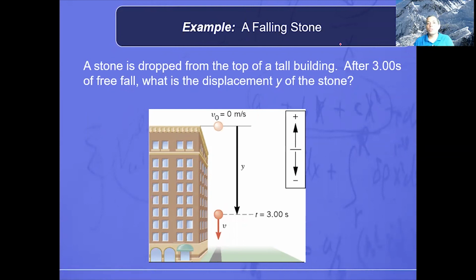Okay, so a freely falling stone. A stone is dropped from the top of a tall building. After 3 seconds of free fall, what is the displacement y of the stone?